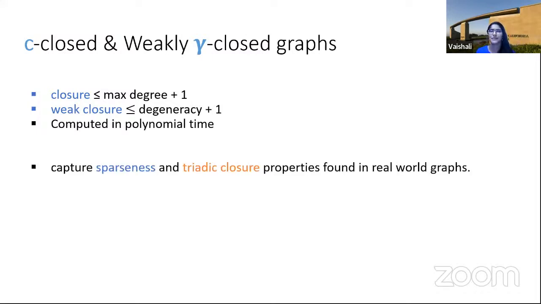Another motivation for these parameters is that they capture sparseness and triadic closure in real world graphs. So what is the triadic closure property? If you take a social network of friends, and two people share many common friends, then it's very highly likely that these two are friends themselves. That's the triadic closure property, and these parameters capture this property.